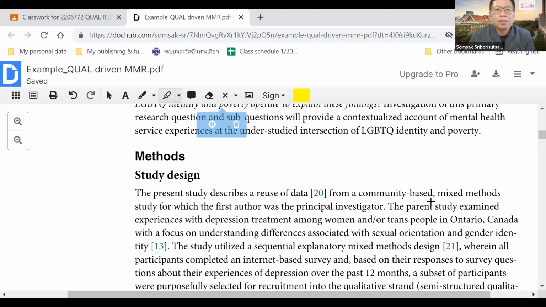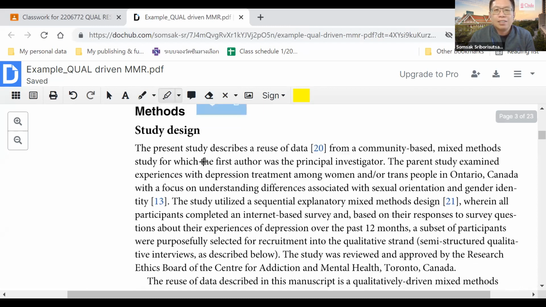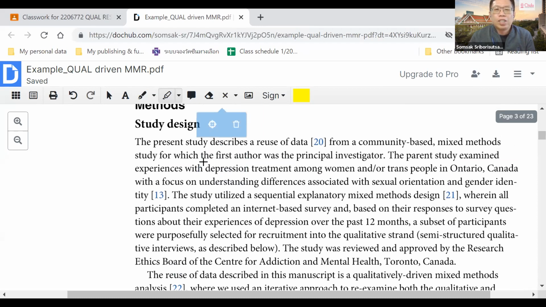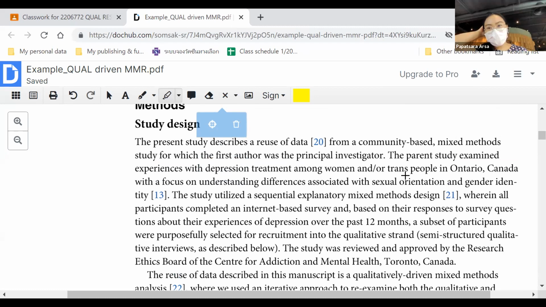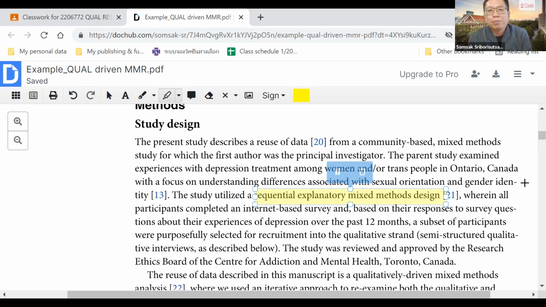In the part of study design, method study design, which kind of mixed method research design did they use? I think it's a sequential, right? Yes. It's an explanatory. Yeah. Sequential explanatory.